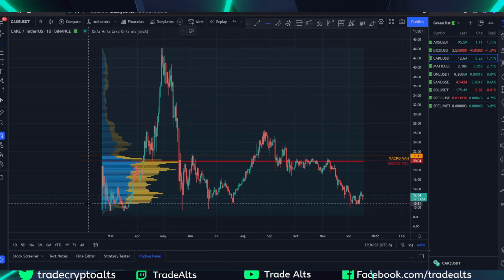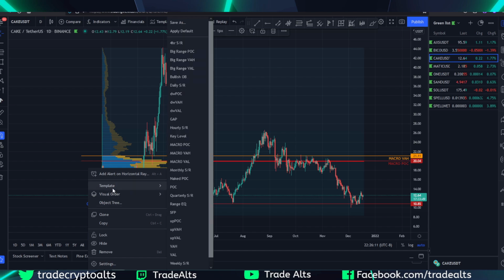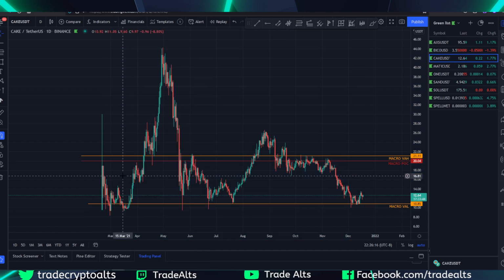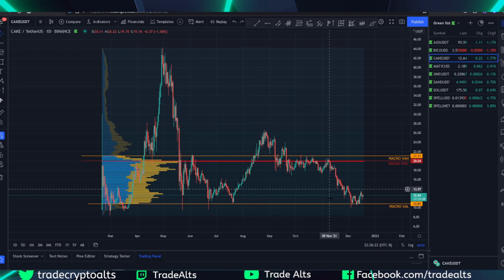And then your macro value area low, which is the lowest highlighted part here. Go ahead and delete it. So this is, let me actually go back. So this is where your point of control is. It's really close to your value area high though. Really close to your value area high. Which isn't that big of a deal, obviously.